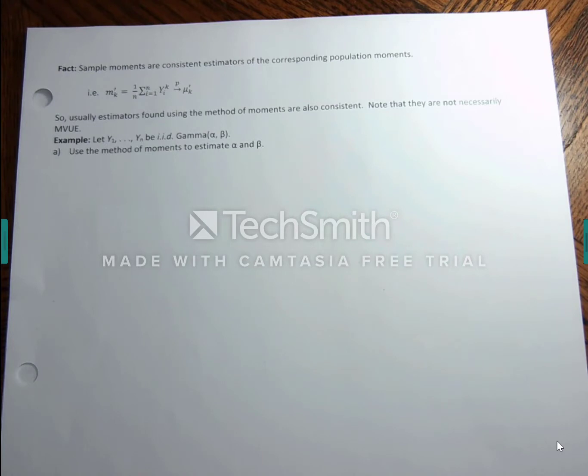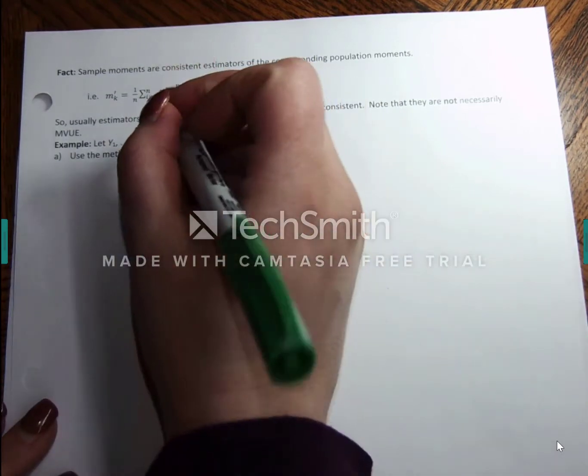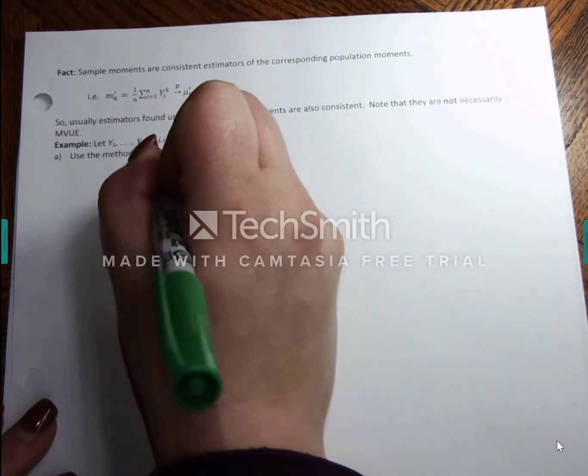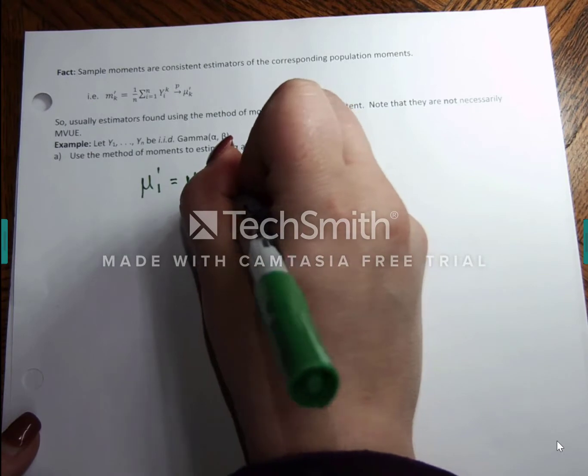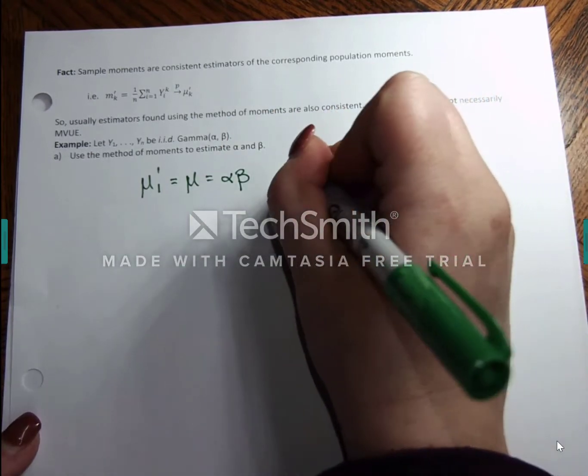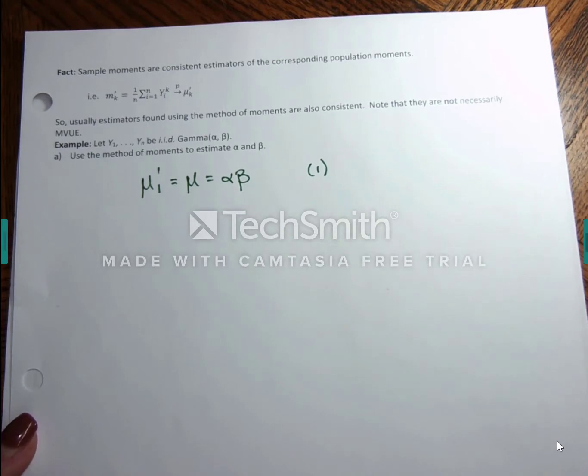Usually estimators found using the method of moments are also going to be consistent, but they might not necessarily be the MVUE. For an example, let's look at a gamma distribution. We're going to let y1 through yn be IID gamma alpha beta, and the first thing we're going to do is use the method of moments to estimate both alpha and beta. First of all, let's define our first moment. So mu prime 1 is going to be equal to mu, and for a gamma distribution, that is alpha beta. We're going to need this later on, so I'm going to call this 1.